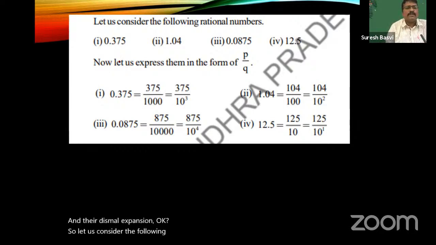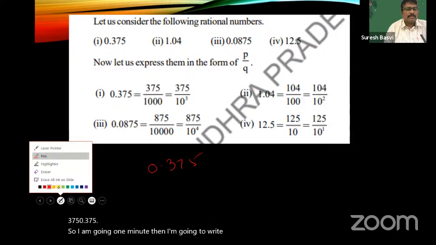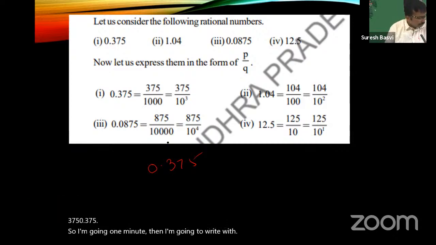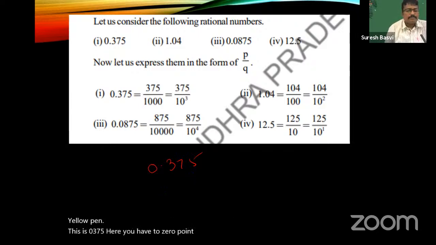So here the first one is nothing but 0.375. I am going to write with yellow pen. So 0.375. Here you have to write this one into p by q form.